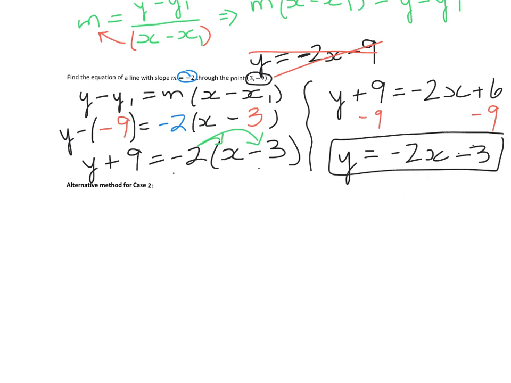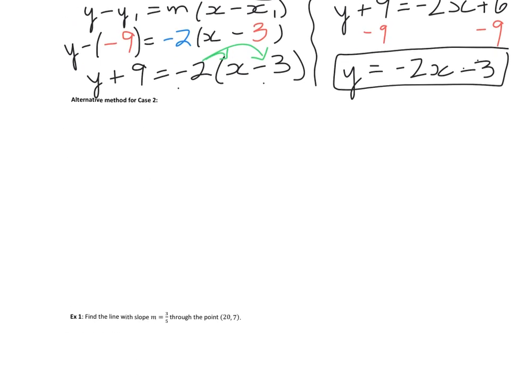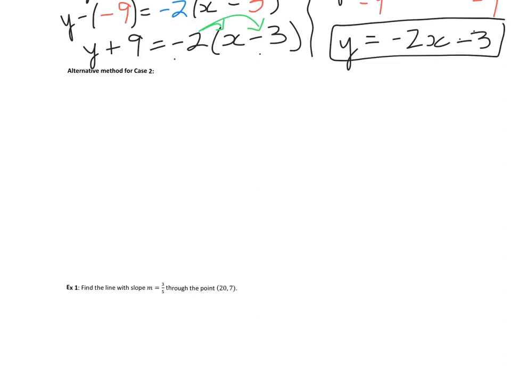All right, and there you go. There's our line. And we would check our work. We can always take that point, 3, -9, and plug it in for the x and y to check our work. We're going to look at an alternative method. You guys can use either one, whatever you're comfortable with. I recommend just choosing one and using that all the time. That's the best way to avoid mistakes.